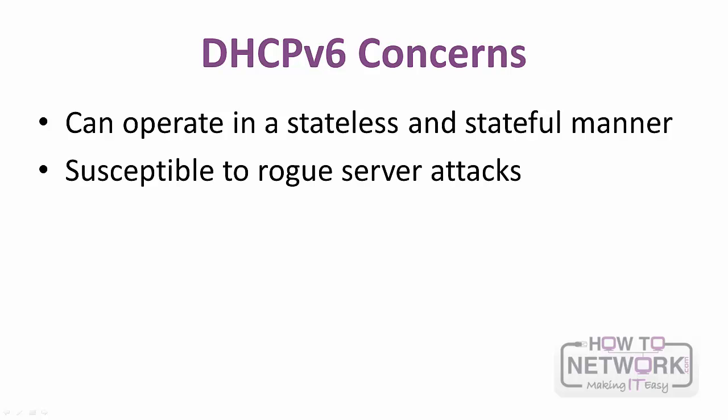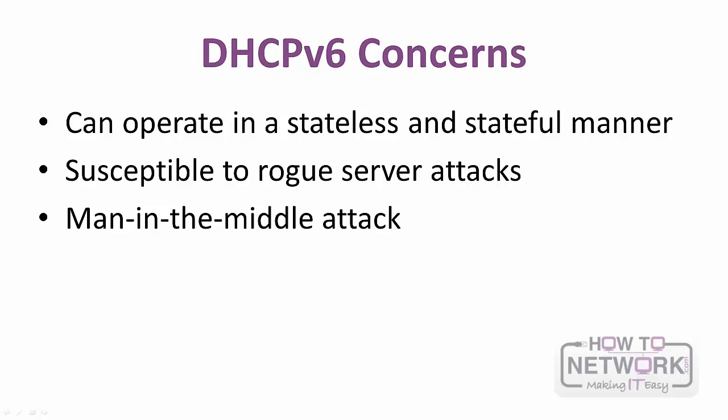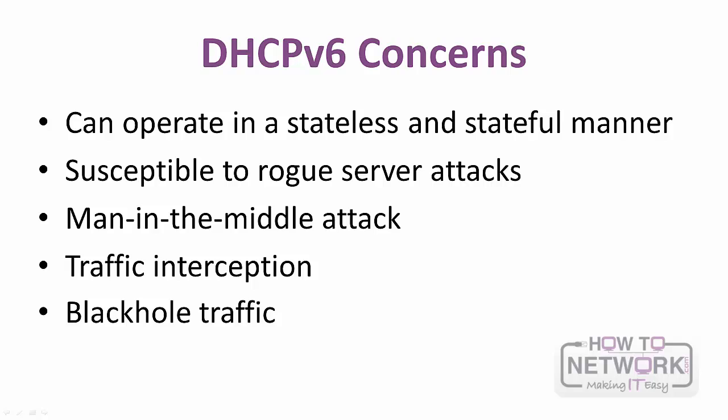As in IPv4 DHCP, DHCPv6 is susceptible to rogue server attacks. In other words, if DHCPv6 was used to provide IPv6 addresses to the other hosts, an attacker that managed to insert a rogue DHCPv6 server in the link could potentially assign addresses and configuration options to the link hosts as he wished. In turn, the attacker could deploy man-in-the-middle, traffic interception, or black hole traffic, similar to those in the stateless address auto-configuration scenario.